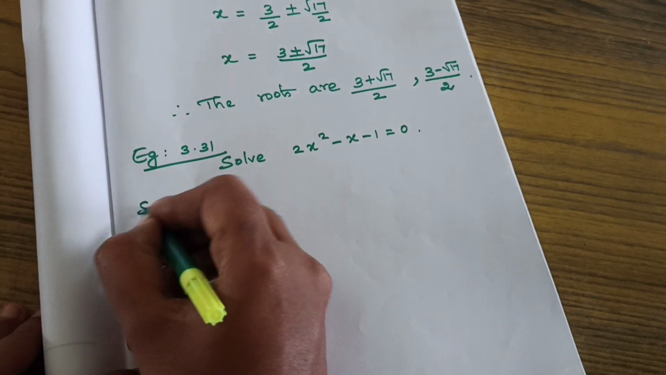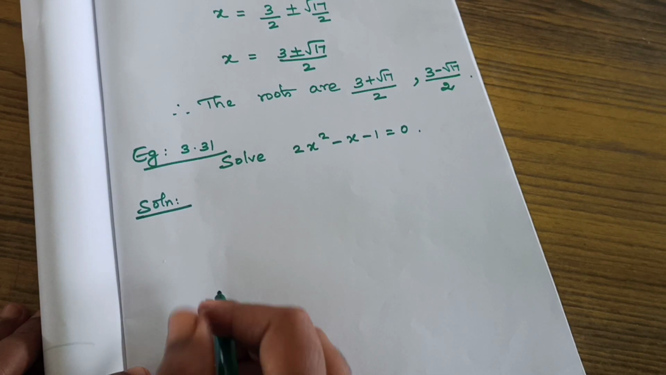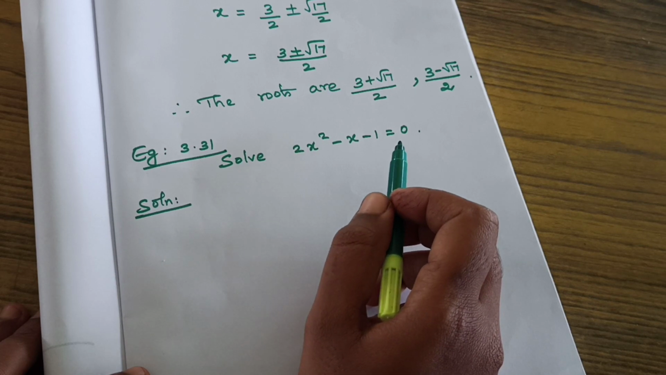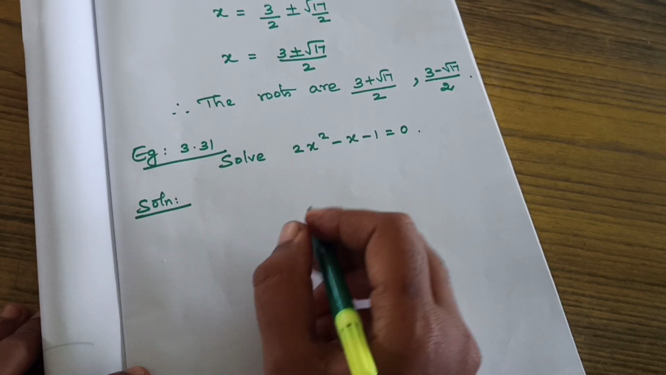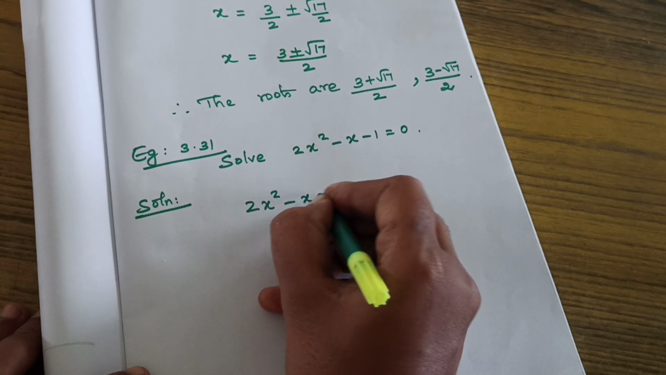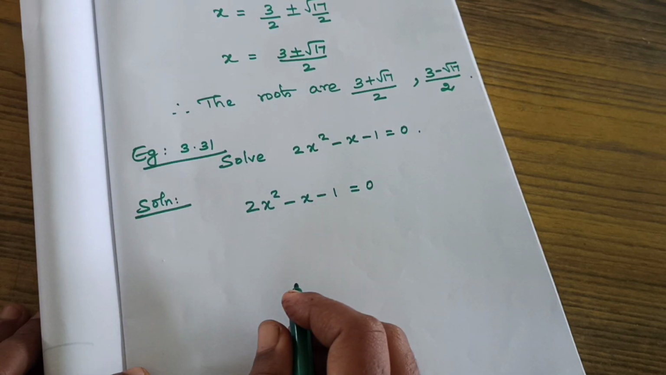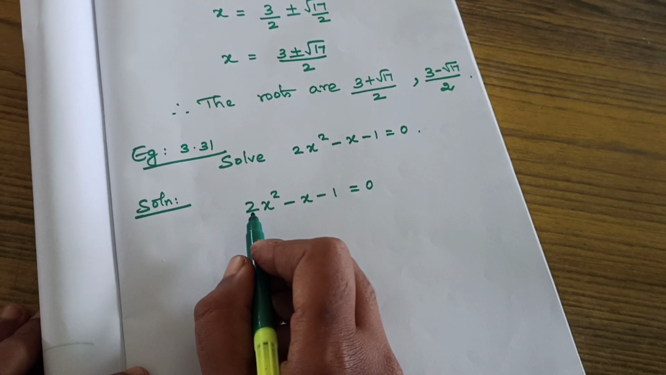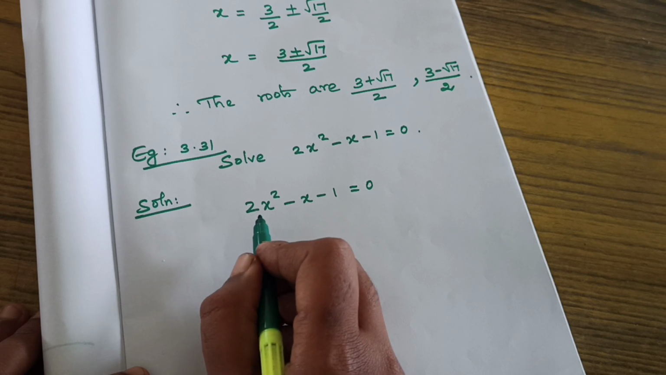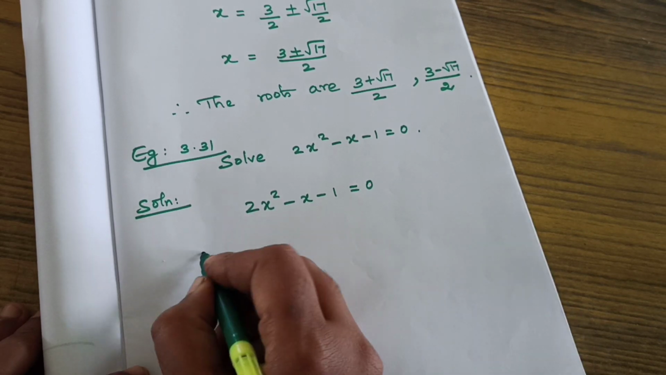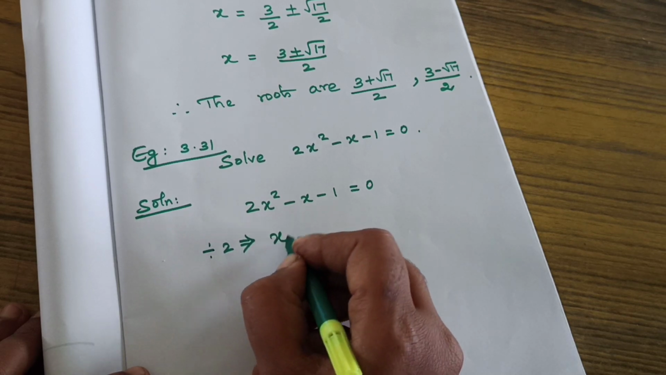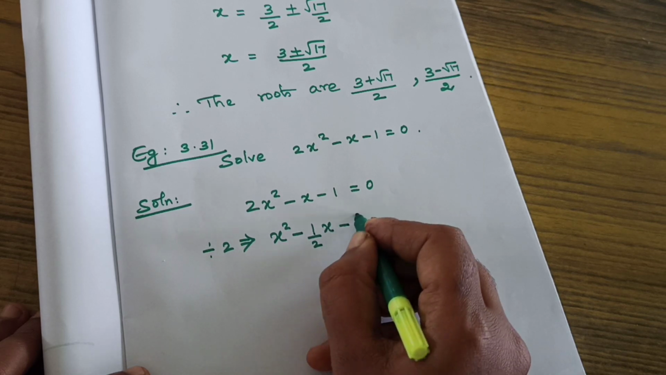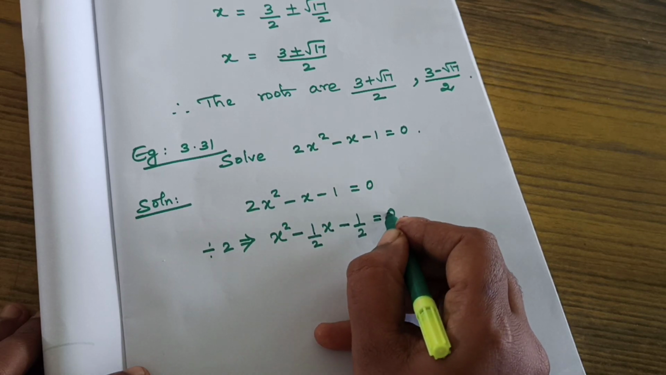Okay, let's go through the steps one by one. First, you need to check whether the quadratic equation is in standard form. Here it is in standard form only. So I am writing 2x square minus x minus 1 equal to 0. First step over. What is the second step? You need to check the coefficient of x square. If it is 1, no problem. Other than 1 means you need to divide throughout the term by that number. So divide by 2. So x square minus, here already 1, no. So 1 by 2 x minus 1 by 2 equal to 0 by 2, 0 only.